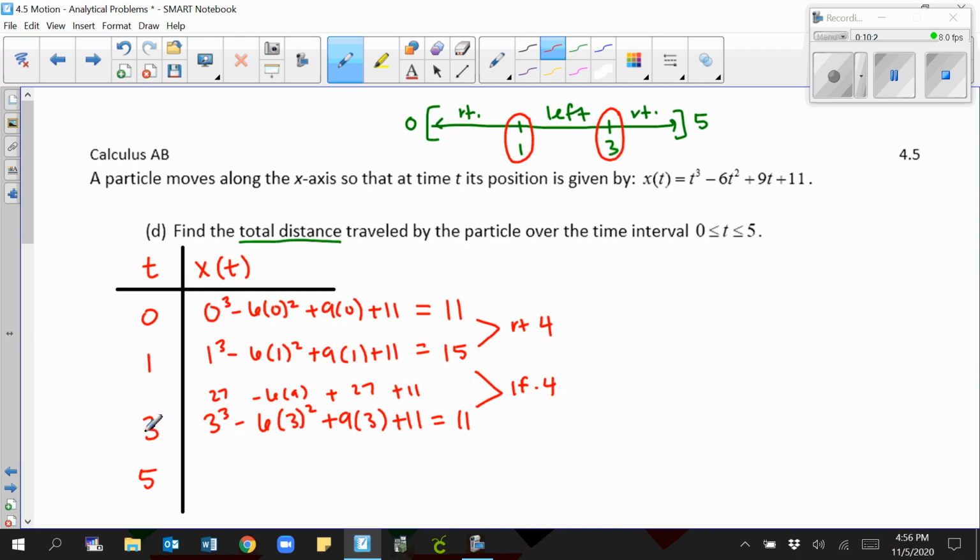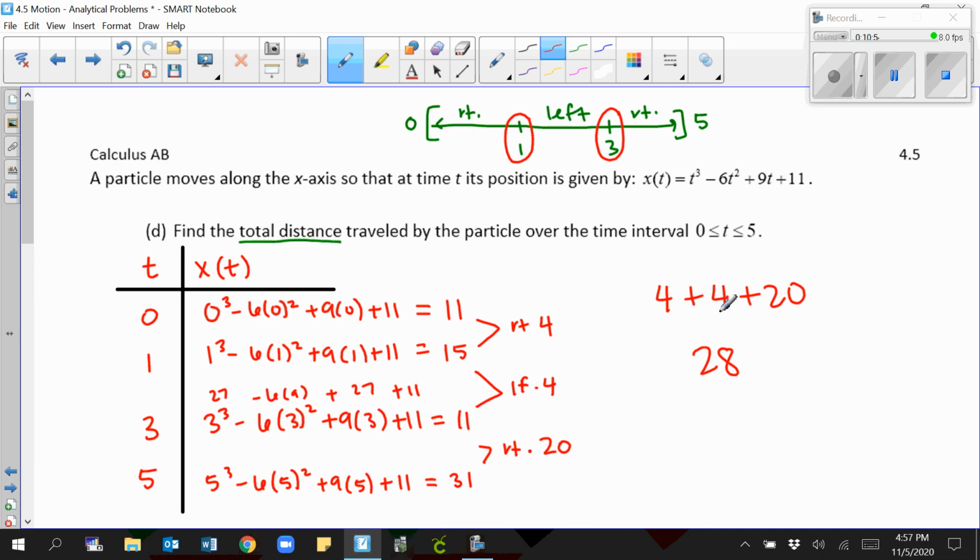And then we need to find from 3 to 5. So I'm going to look at 5 cubed minus 6 times 5 squared plus 9 times 5 plus 11. And when I do that one, you can plug it into your calculator or do it all by hand, and you should end up with 31, which means that it went to the right 20. So to find my total distance, I'm going to add up that 4, and that 20. So 4 plus 20, and that's going to give me 28. So our total distance is 28 units.